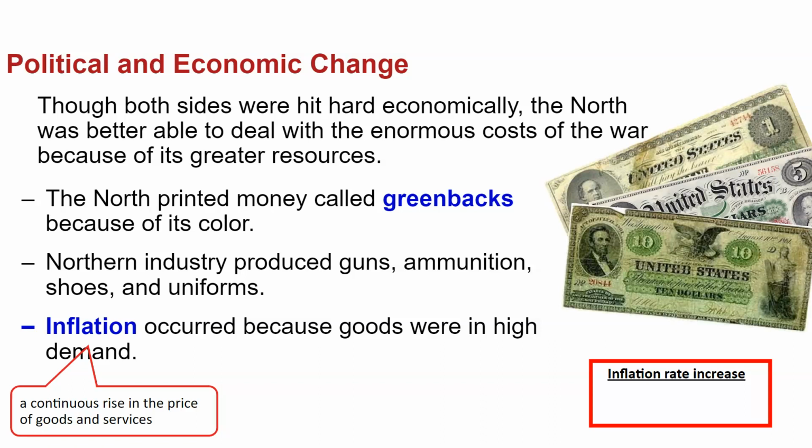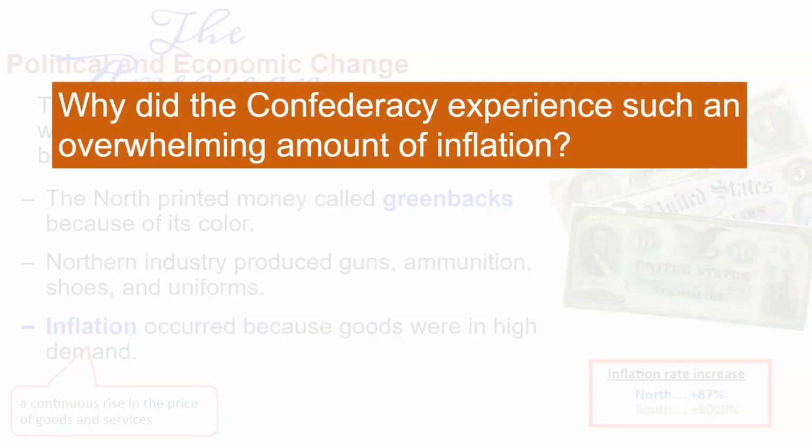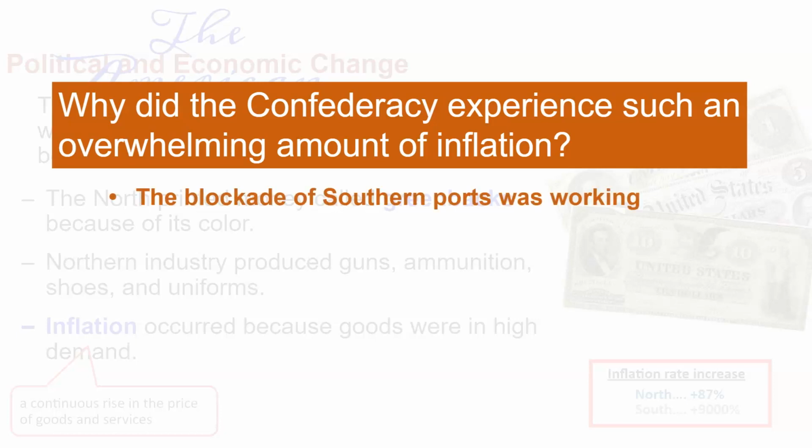But when we look at the inflation rates, the North was 87%. The South was 9,000%. So the inflation rate in the Confederacy is astronomically high. And Confederate money is becoming more and more worthless. So why did the Confederacy experience such an overwhelming amount of inflation? What's the story here? So there's a few things going on here.